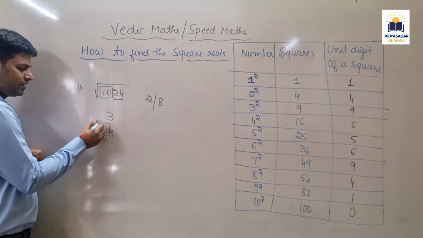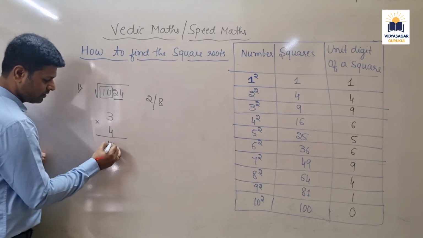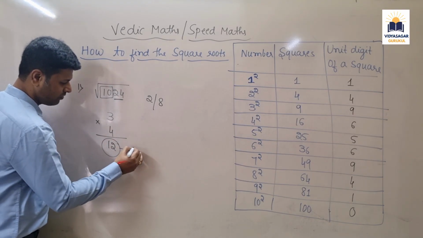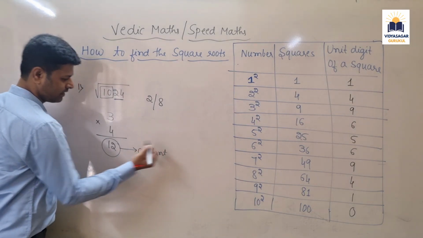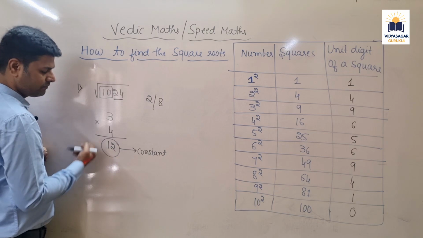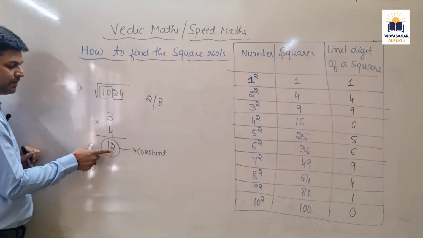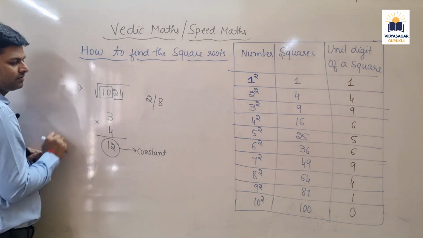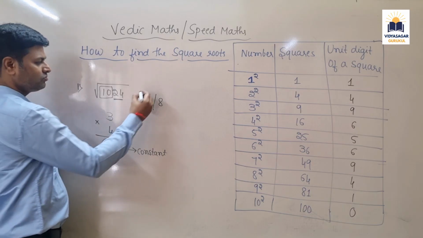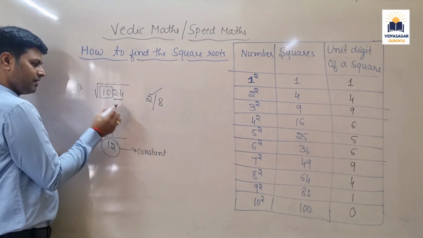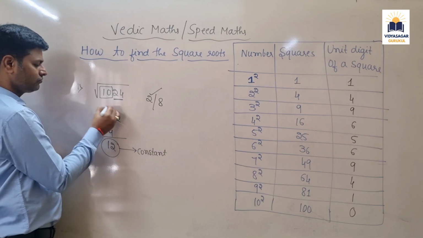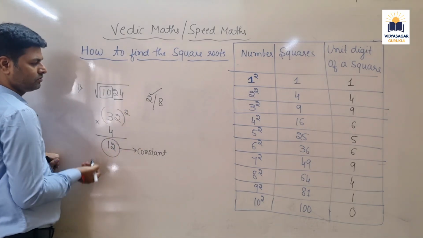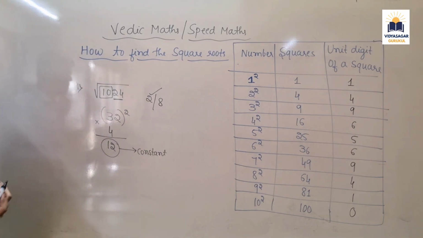Now we have to multiply these two, and this value you always consider constant. I am writing it step by step; once you understand, you can write it directly. So this 12 is constant, and compared to 12, this 10 is less. Less means you have to choose the lesser one, and always write the smaller one here. So 32 square. The answer for 1024 is 32 square.